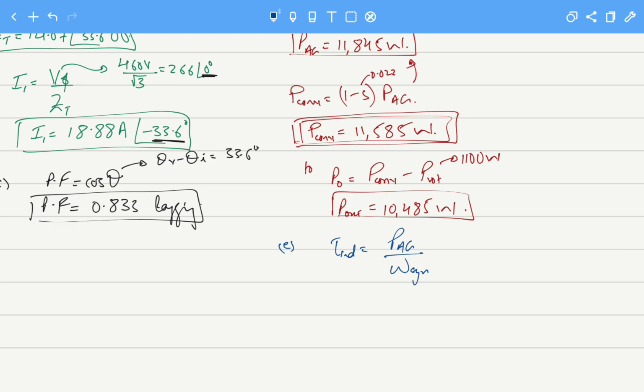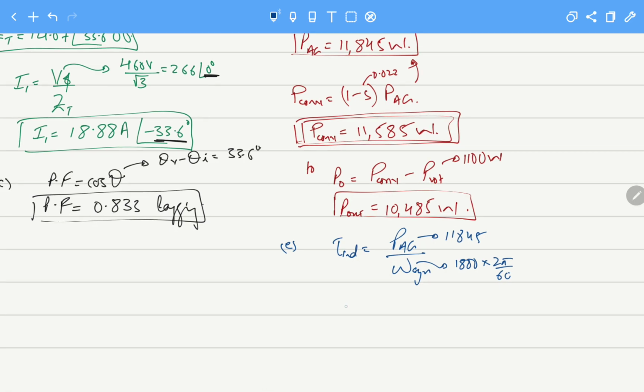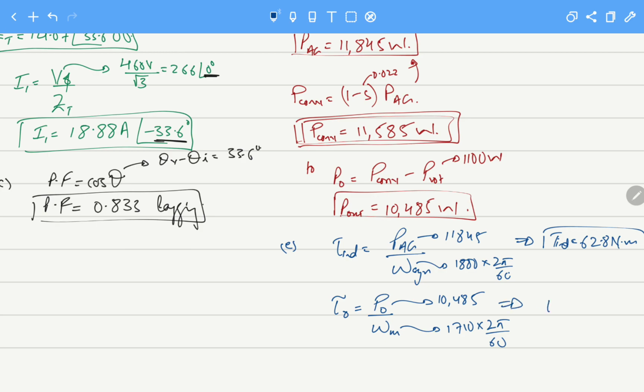So the air gap power we have already calculated, which was 11,845, and the synchronous speed is 1800 rpm times 2 pi over 60. This gives us radians per second. So the induced torque will become 62.8 Newton meters. This is at the point of air gap power, but the most important is the output torque. The formula for output torque is P out divided by the mechanical speed, and P out we calculated as 10,485, and the mechanical speed is 1710 rpm. Then we convert it into radians per second, and the output torque for the motor is 56.9 Newton meters.